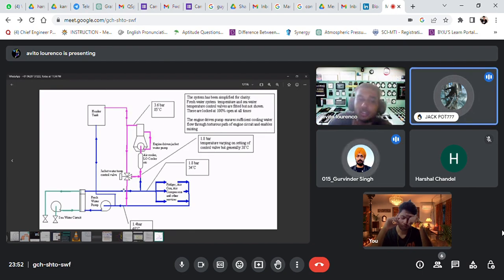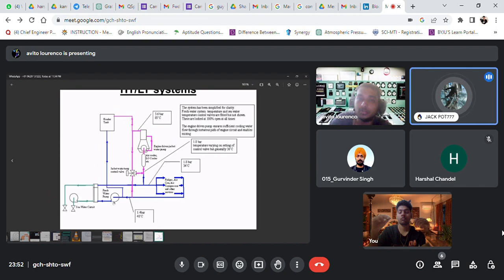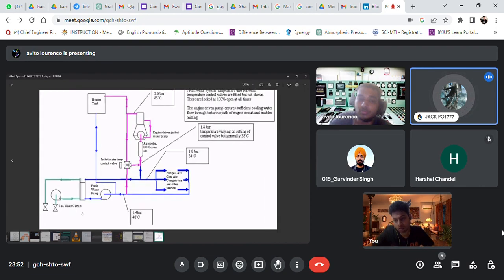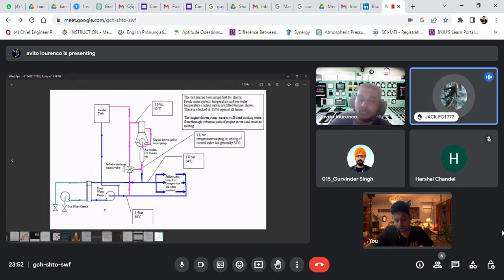It depends on the seawater. If you are in too cold water, then it will be low temperature. If you are too hot, like in the Arabic or Pacific, it depends on the temperature of the water.